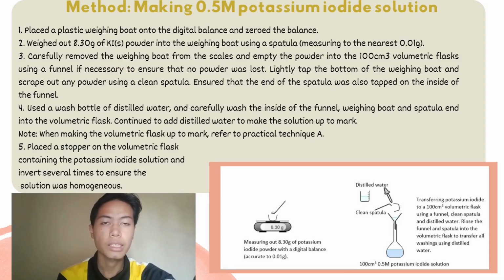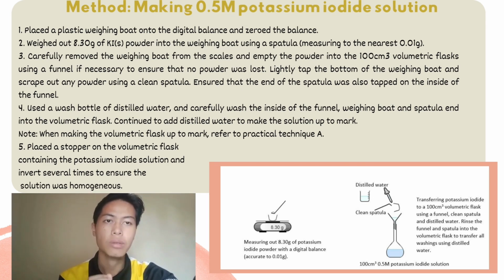Method: making 0.5 mol potassium iodide solution. Place a plastic weighing boat onto the digital balance and zero the balance. Weigh out 8.3 gram of KI powder into the weighing boat using a spatula. Carefully remove the weighing boat from the scale and empty the powder into a 100 cm³ volumetric flask, using a funnel if necessary to ensure that no powder is lost.